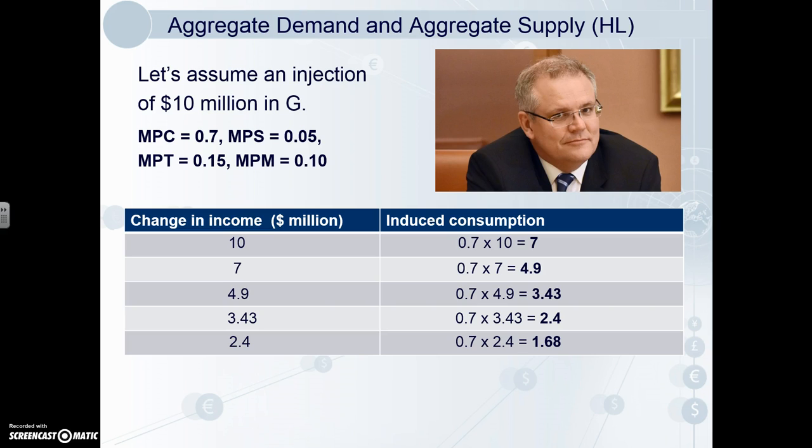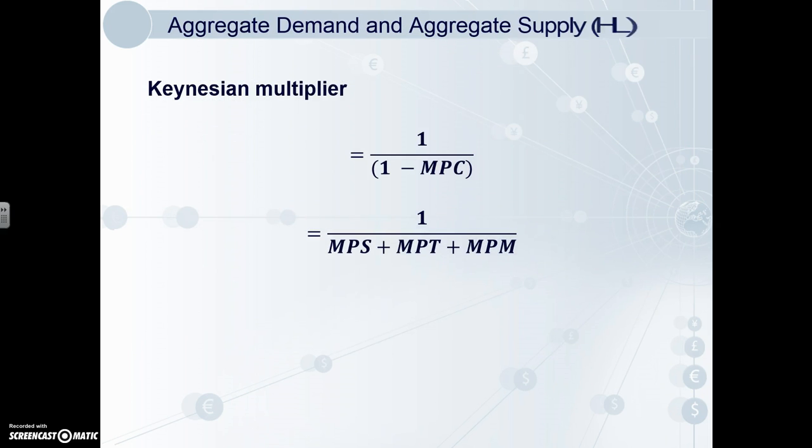And then what we really want to know is the final impact of this initial $10 million injection. To work this out, we don't keep following this forever. We just use a simple equation. Keynesian multiplier. There are two ways of displaying it. So at the top here, we've got the simple way, 1 over 1 minus MPC. Or it can be 1 over MPS plus MPT plus MPM. It comes out to be exactly the same, but you do need to know both ways, as you may not always be given MPC in the question.